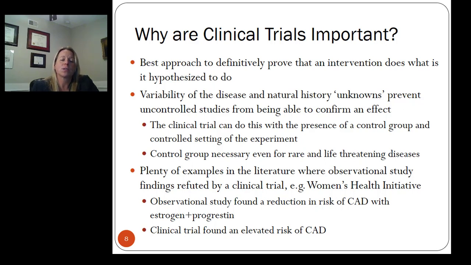And there are plenty of examples in the literature where data from observational studies refuted those from clinical trials. One of the biggest examples is from the Women's Health Initiative, which showed in an observational study that there was a reduction in the risk of coronary artery disease, or CAD, among women receiving estrogen plus progesterone hormone replacement therapy. And then subsequent to that, a large clinical trial found just the opposite relationship. And the prevailing view at this point is that there is indeed a risk associated with the increased use of these hormone replacement therapies.